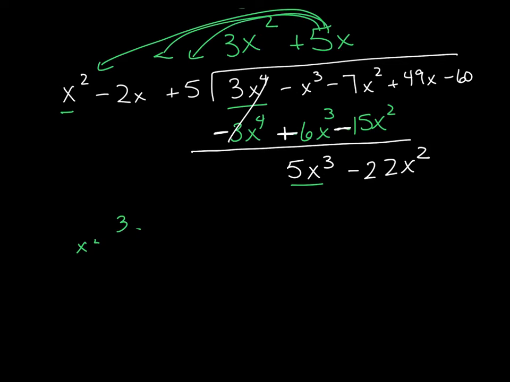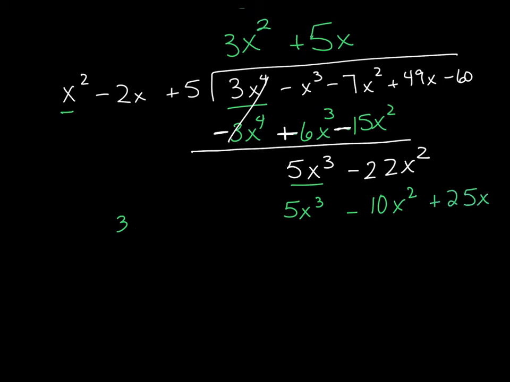And when I do that, I am left with 5x to the third minus 10x squared plus 25. Now, one of the things I need to do that I didn't do before is bring down that next term, that positive 49x. And then before I can do anything else, I have to change the signs. The 5x to the third is negative, 10x squared is negative, and 25 also becomes negative.